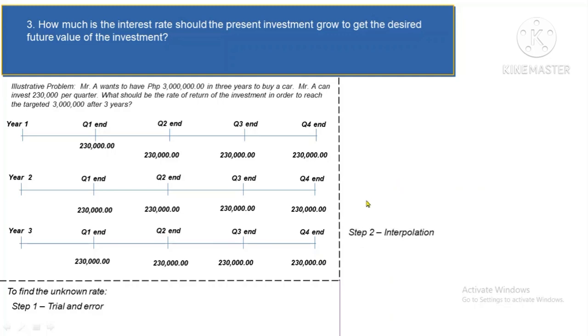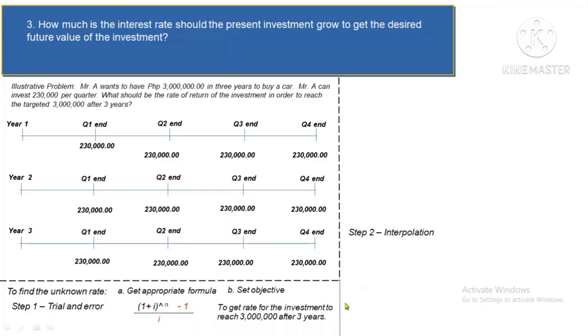So first, I'll explain the trial and error. This particular step has two requirements. Requirement A is to get the appropriate formula in getting the future value factor. We have three choices as discussed earlier, but since our problem is a case where there are multiple uniform investments of 230,000 at the end of each quarter or each period, then we use 1 plus i raised to the power of positive n minus 1 over i. And the second requirement is to set the objective, which in this case is to know the rate for the investment to reach 3 million after 3 years. After those requirements are set, the trial and error will follow.